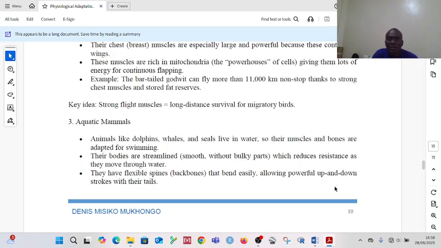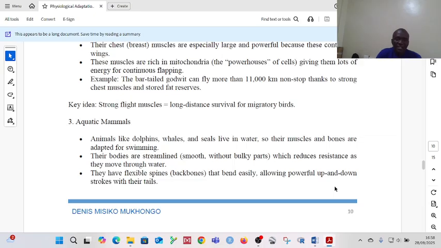The aquatic mammals, on the other hand, these are mammals that are found living in an aquatic environment. We are talking of dolphins, whales, seals. These are the ones that live in water. So in a way then, their muscles and bones should be adapted for swimming. So you end up seeing that most of these aquatic mammals have their bodies streamlined, pointed at the tip. They are smooth and don't have bulky parts. The importance of this streamlining is that it helps to reduce resistance as these mammals move through water.